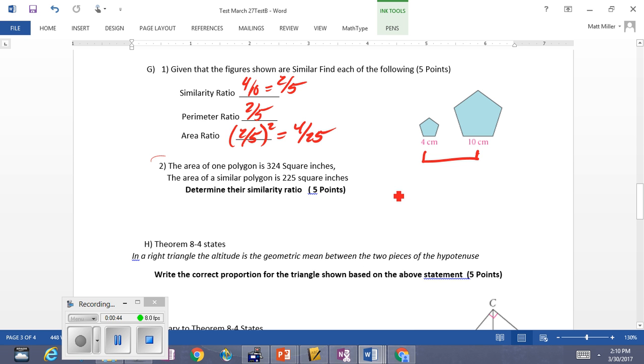Now, this one, number 2, is going the reverse direction. Okay. So it is saying that the area of the polygons are 324 and 225. So that means the ratio of their areas is 324 to 225. So the similarity ratio is the square root of those, okay? And these are both perfect squares. Square root of 324 is 18. Square root of 225 is 15. And this will reduce to a 6 to 5 ratio, okay?